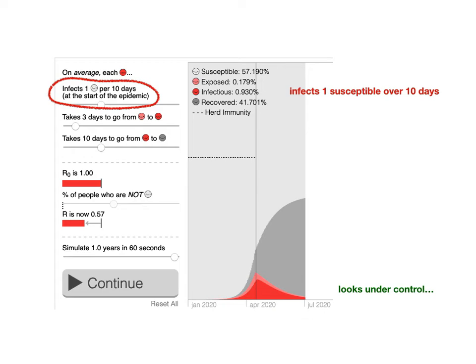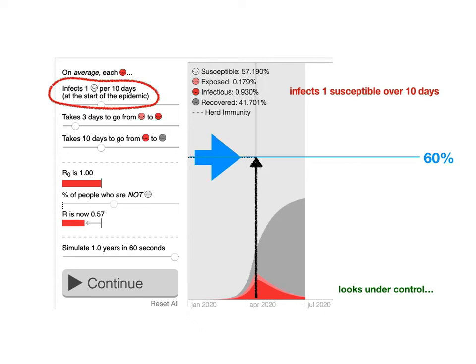So that looks under control. And note where the herd immunity level is, we haven't reached that. That should be a bit of an alarm signal, because if we let it go again, we haven't reached the point where it would naturally subside.